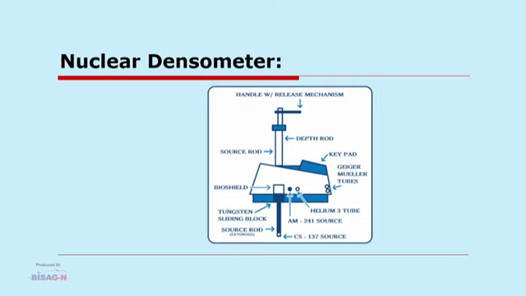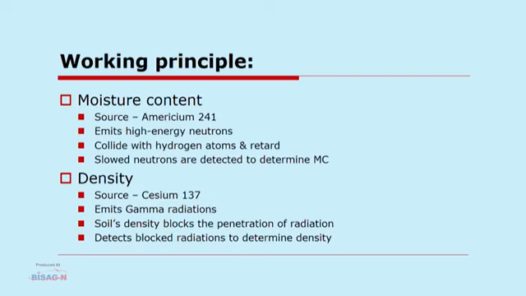This is one of the equipments which can be used in measuring the soil compaction for ground improvement techniques: the nuclear densometer. The various parts are shown in the diagram itself. The working principle of the nuclear densometer for moisture content: the source beryllium-241 emits high energy neutrons, which collide with hydrogen atoms and retard. Slow neutrons are detected to determine the moisture content.